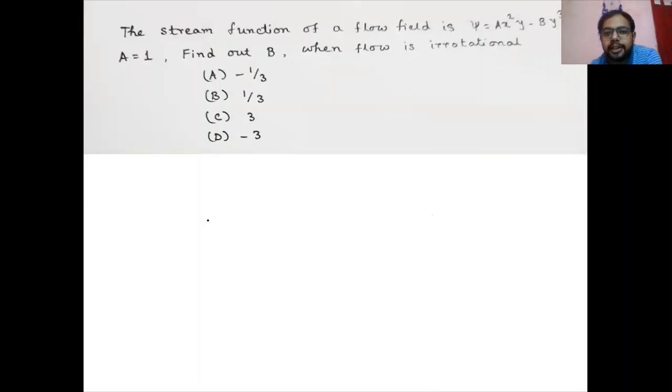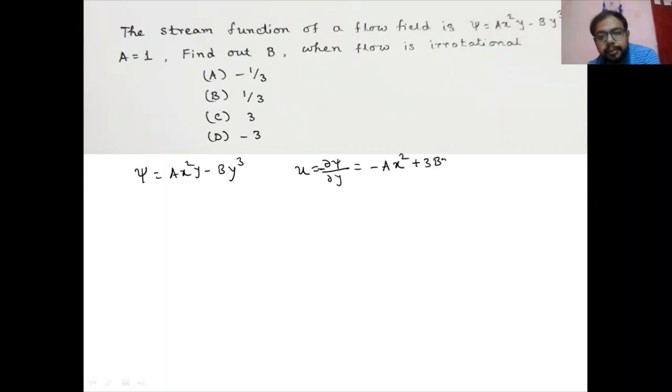Here also the stream function is given to you. You are asked to find out b. The stream function is given to you and they are telling that the flow is irrotational. So again, u is d phi by dy, which is ax square plus 3 b y square. And v is equal to minus d phi dx, which is 2axy.